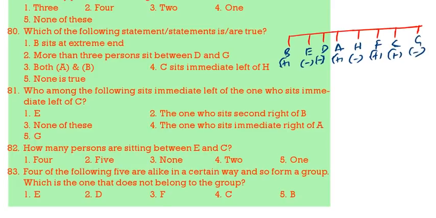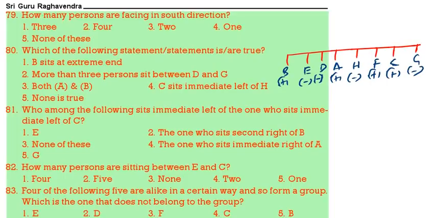First question: how many persons are south facing? See 1, 2, 3, 4. There are 4 persons who are south facing, which is true. B is at extreme end, true only. More than 3 persons are there between D and G, that is also true. So both A and B.